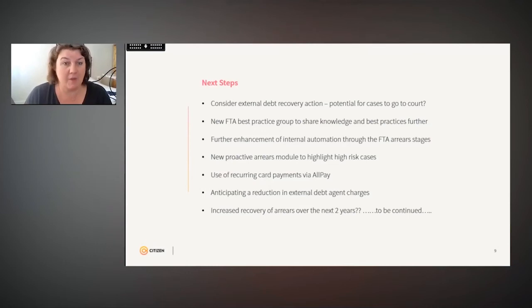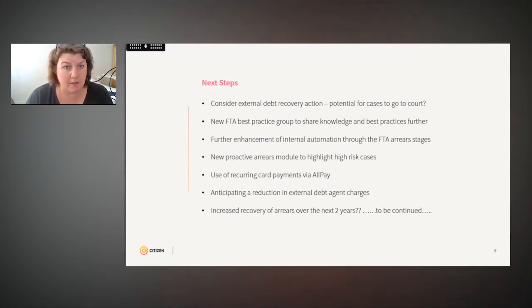So some of our next steps, you can see them up on the slide there. Considering external debt collection, this isn't a right or a wrong, and a lot of organisations might still use the external debt collection companies. We still do. It's just we try to minimise that activity because we can do some of this debt collection activity ourselves. But also, is there a potential for cases to be referred to court? There is a small claims court that we could still progress cases to, and that could be something that we think about going forward.